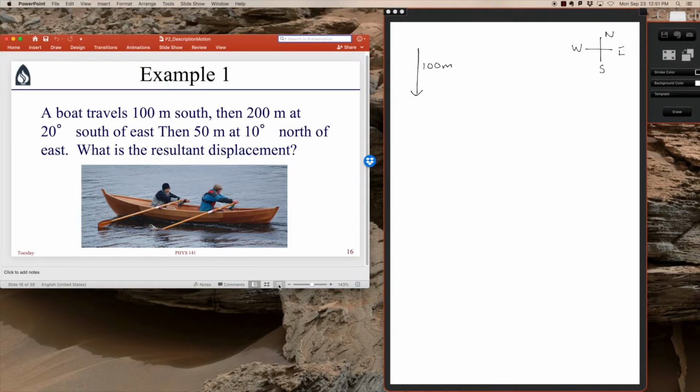So if I'm to draw that, I'll need to add my vectors tip to tail. So let's draw a little bit of a coordinate system at the end of my first vector. This would be the east direction. And so 20 degrees south of east means I would start with my vector pointing in the east direction and then drag the tip of that vector 20 degrees in the south direction, south of east. So the second vector is going to look something like this. It's 20 degrees south of east, and it has a length or a magnitude of 200 meters.